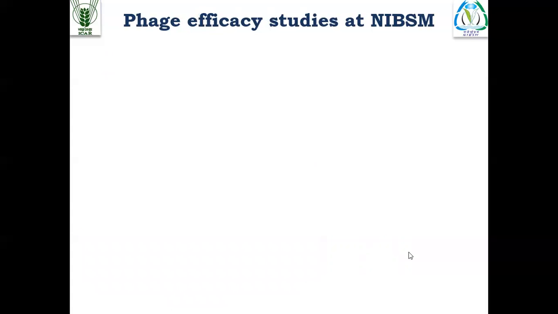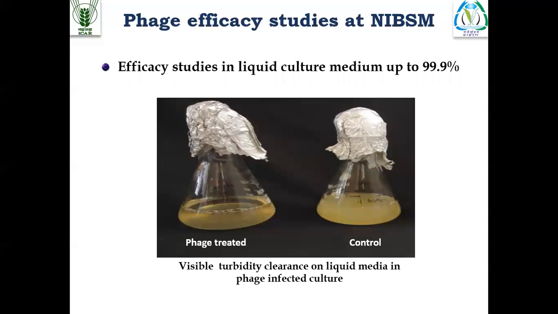For the efficacy trial in liquid culture medium, two flasks were inoculated with the BLB pathogen. One of these flasks was inoculated with phage preparation at a concentration of 0.1 MOI, and the other flask was kept as control. After 24 hours, it was found that there was a decrease in visible turbidity in the phage-treated flask as compared to the control flask, thus resulting in increased clearance. And on colony counting, it was found to be 99.9% effective in the efficacy trial.